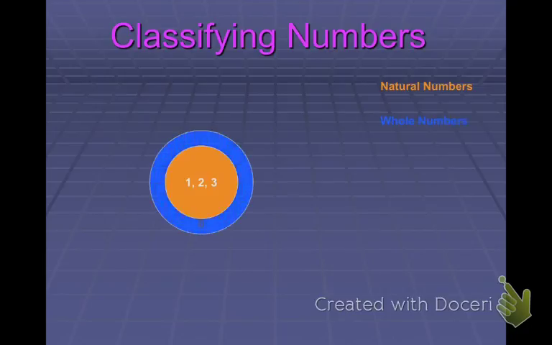As we work our way out, we have whole numbers. The only thing different between a whole number and a natural number is that we throw in 0. So it goes 0, 1, 2, 3, 4, 5, and so on and so forth.